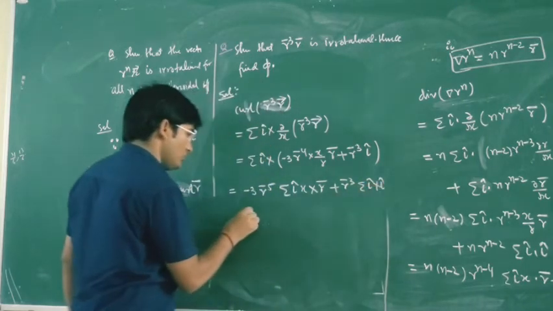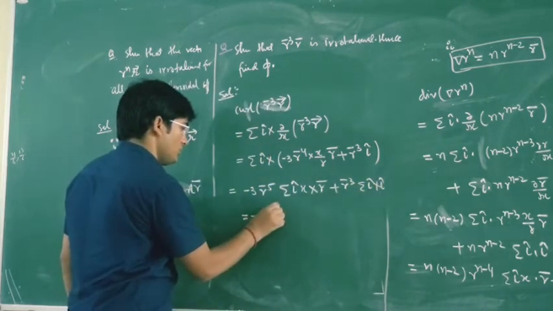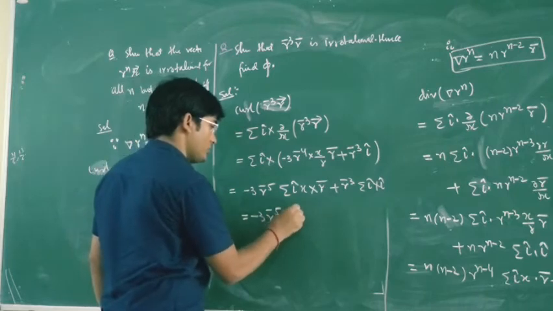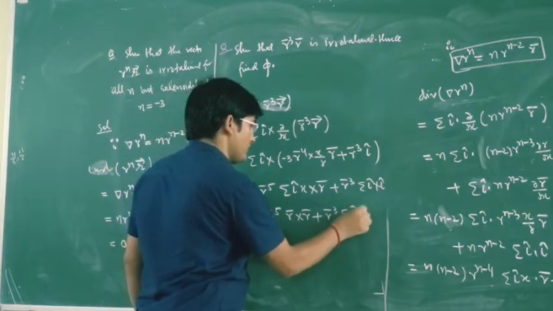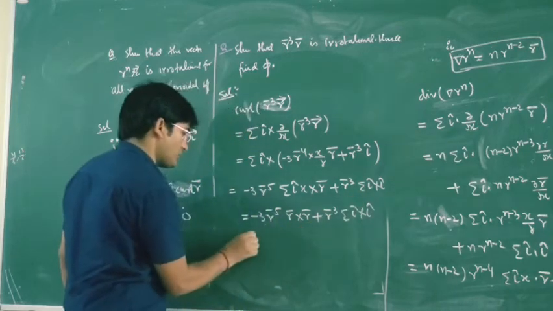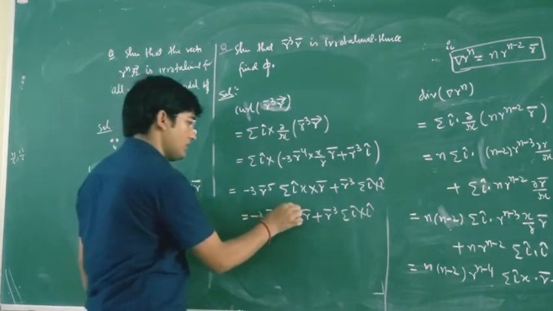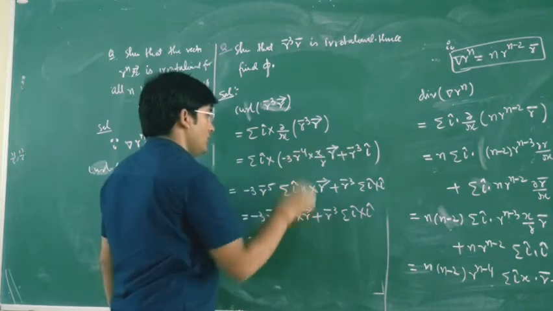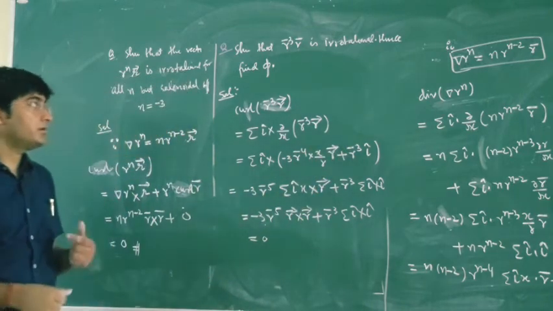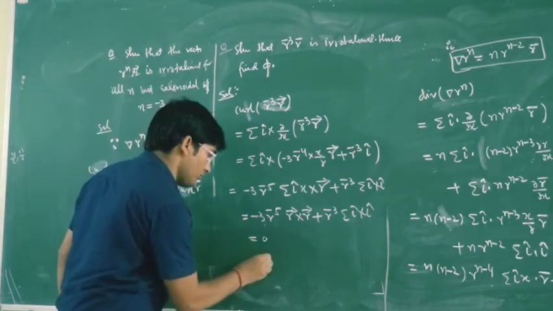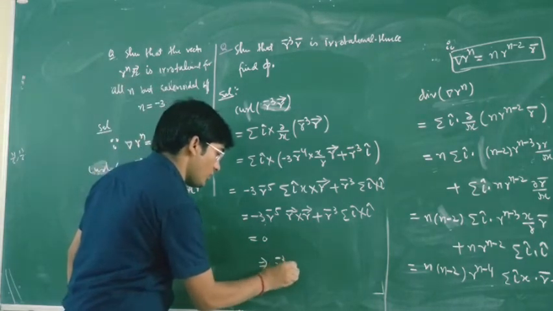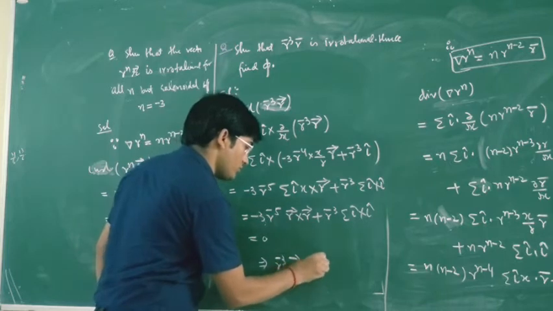Your i cross i is 0, and here we have vector r cross vector r, and here we have vector i cross i. As vector i cross i and vector r cross r are both 0, that means this vector is irrotational. So this implies that r^(-3) times r is irrotational.